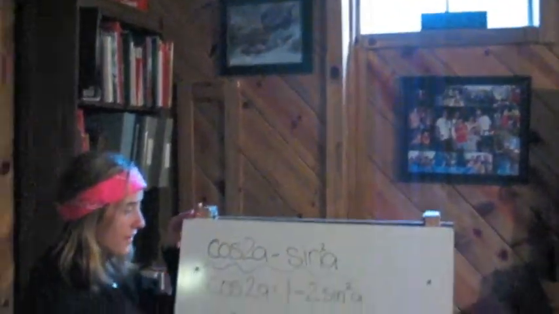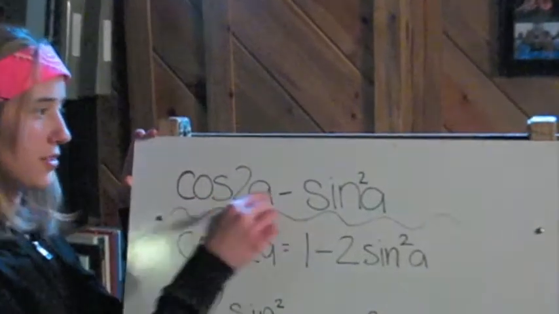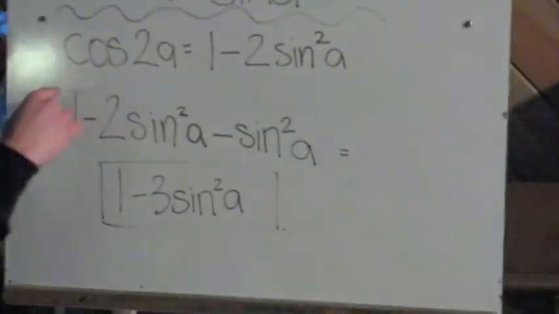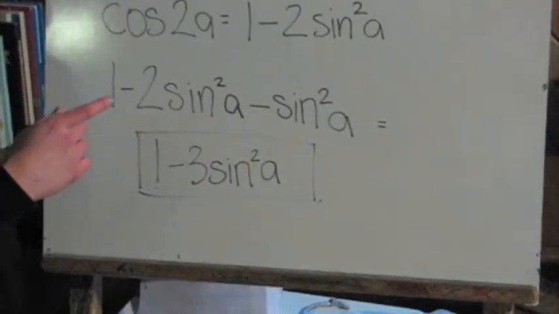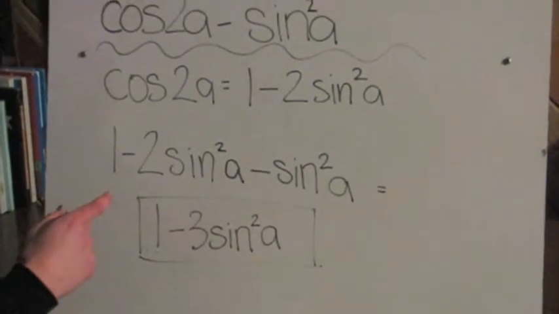We are going to simplify this problem. Alright, so to simplify this problem, you can't combine cosine and sine. So we're going to use a double angle formula.